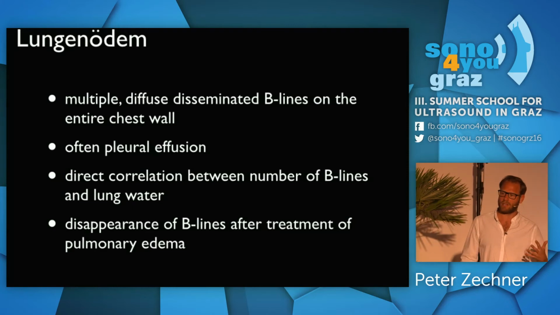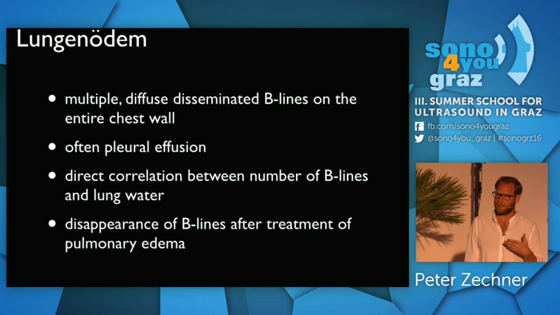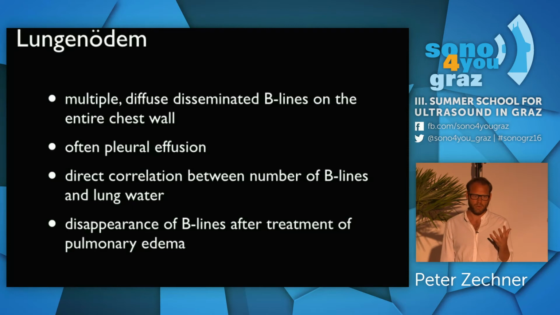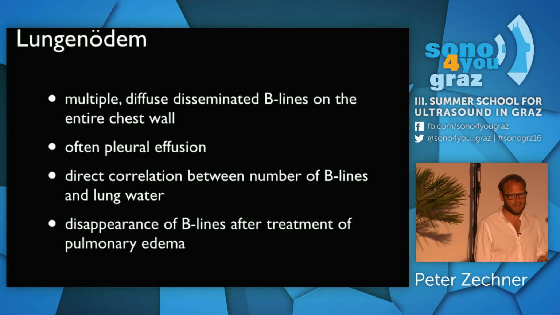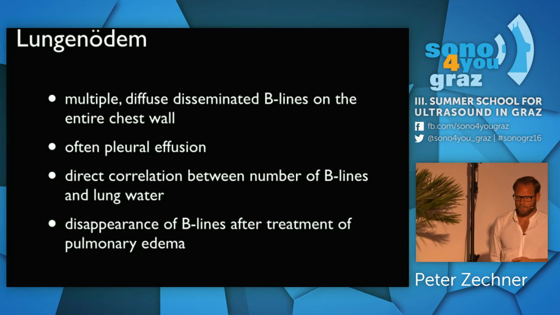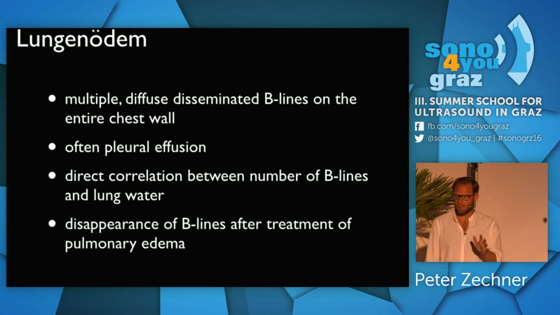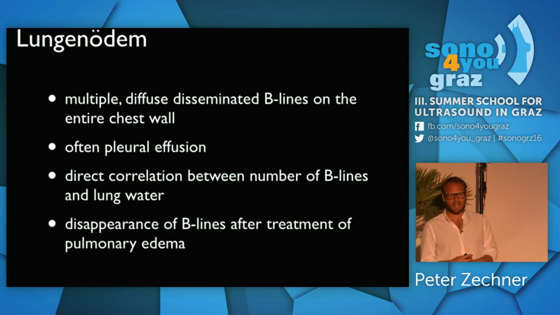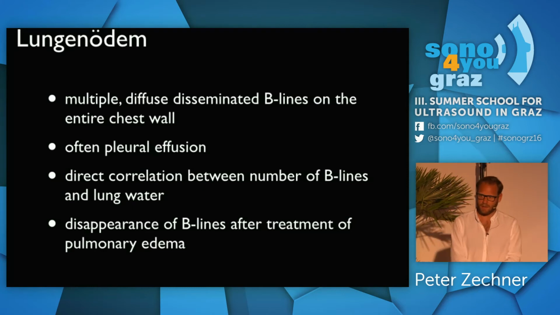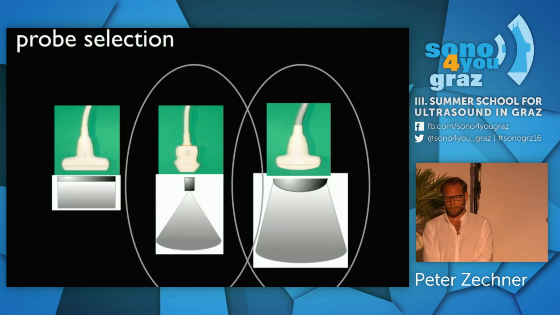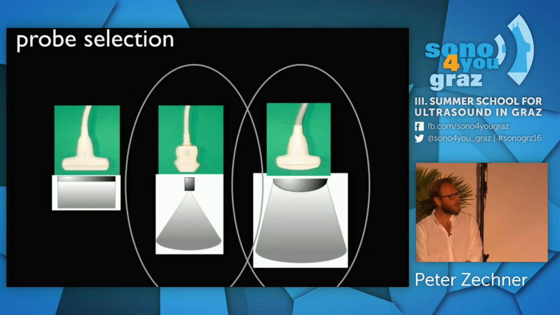So if we have a patient in hypertensive pulmonary edema, for example, and we treat this patient appropriately with non-invasive ventilation, antihypertensive medication, and maybe morphine, 20 minutes later, the amount of B-lines is often significantly decreased. So which probe should we use?